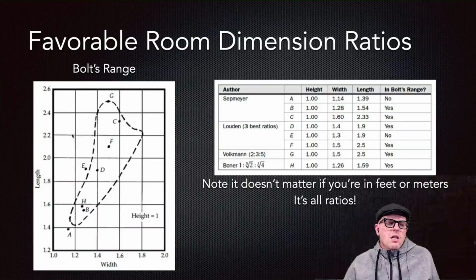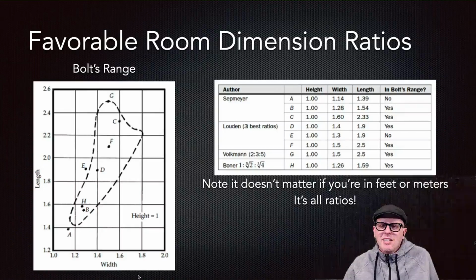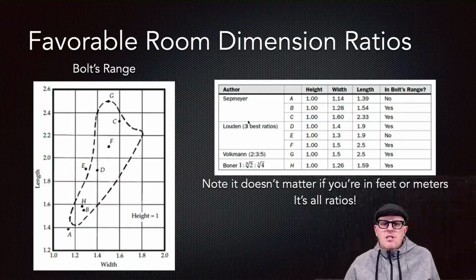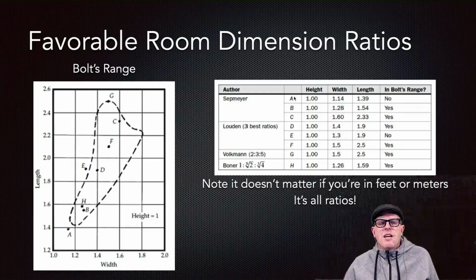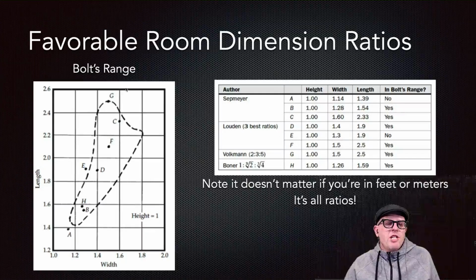So, again, don't call this thing the pork chop outside of this class, because nobody else will know what you're talking about. This is just what I call it right here. But what we did here is we're looking at the ratio of the length of the room to the width of the room to the height.